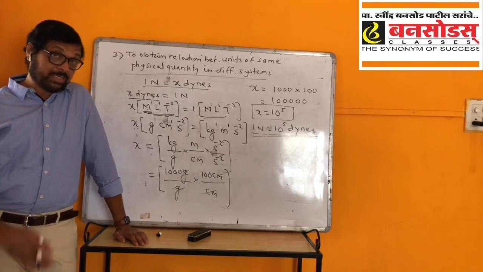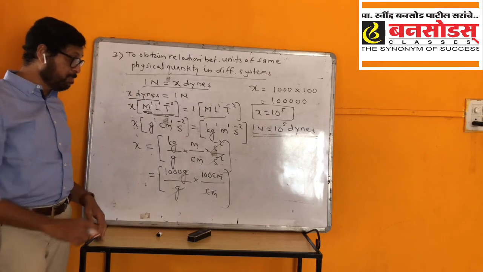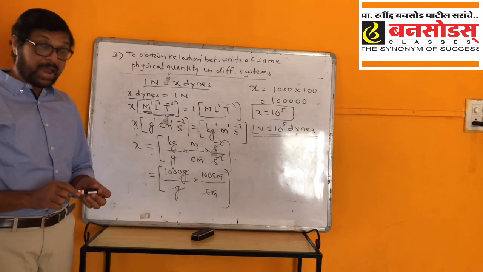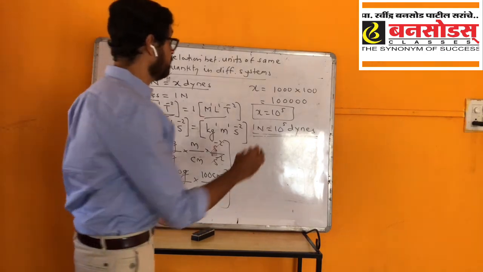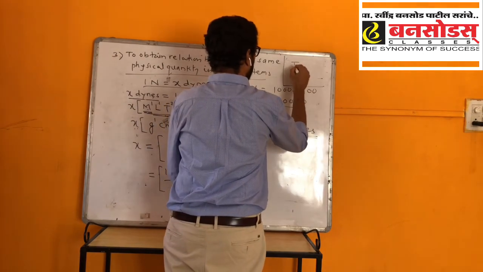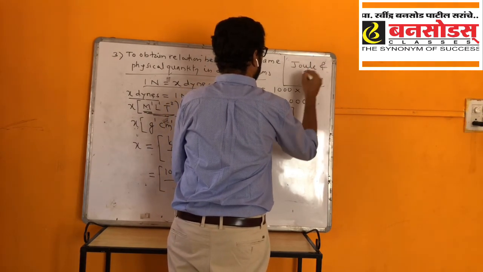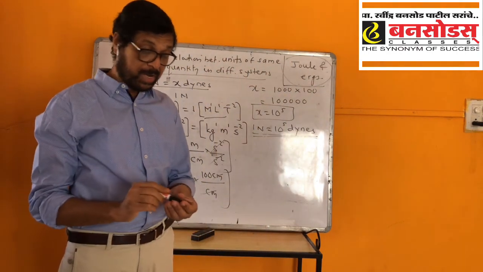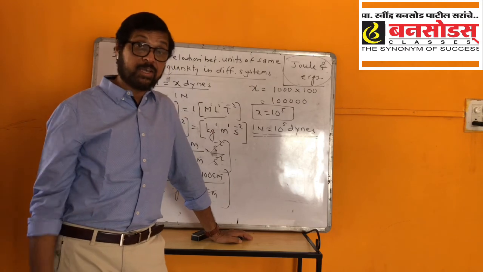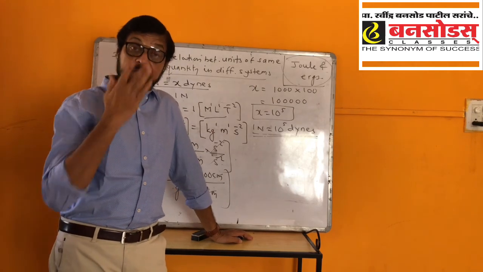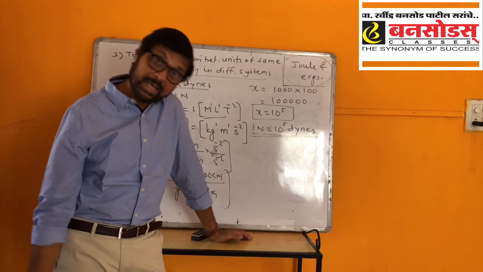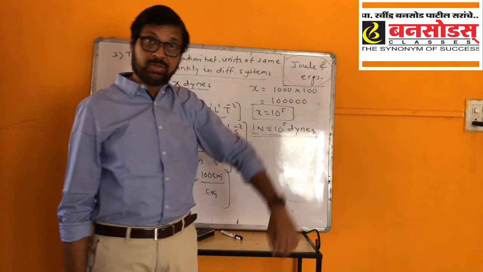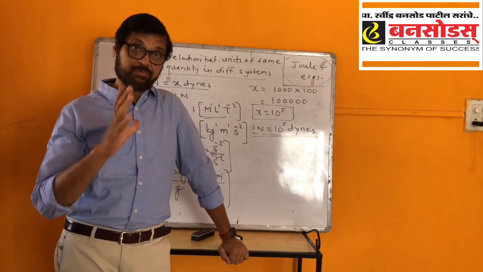And now there is a homework for you. Using the same method, you have to find the relation between joule and erg. This is your today's homework. Joule and erg are units of the same physical quantity. Which physical quantity? Energy or work. So you can take dimensions of work and find out the relation between joule and erg. That is for your today's homework.